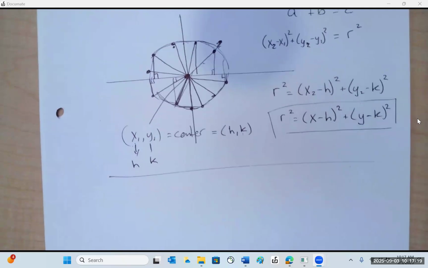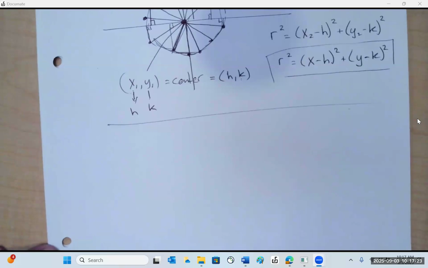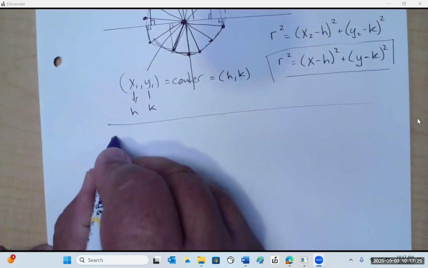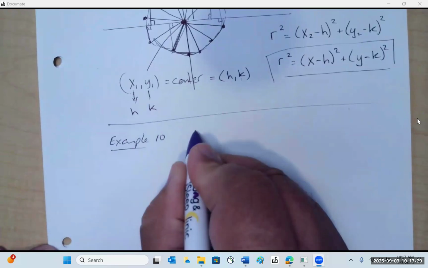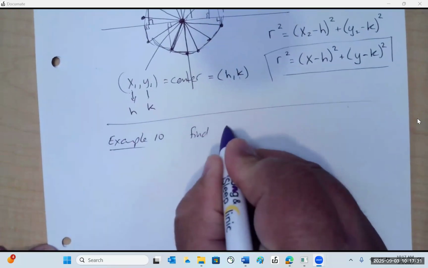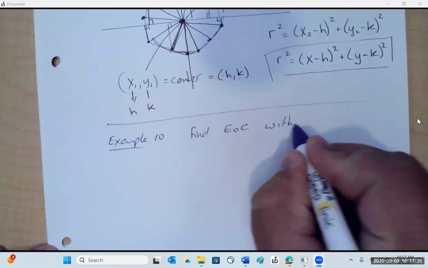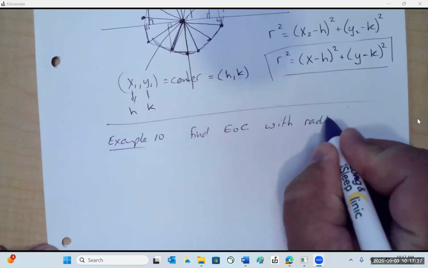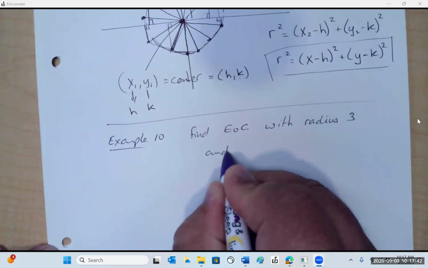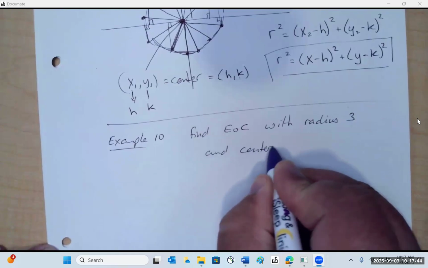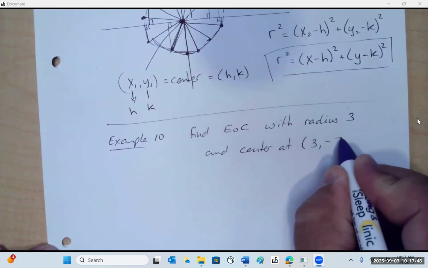Let's see how easy it is to create equations. Example 10. Find the equation of a circle with radius 3 and the center at (3, -7).